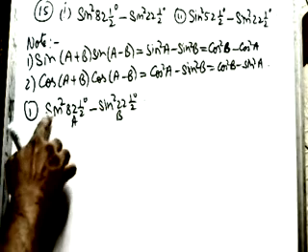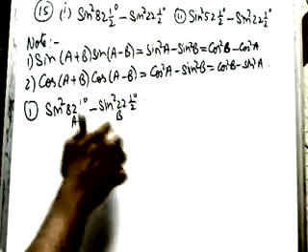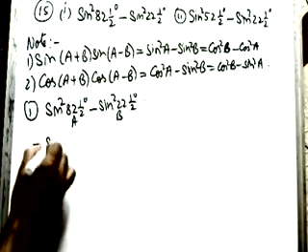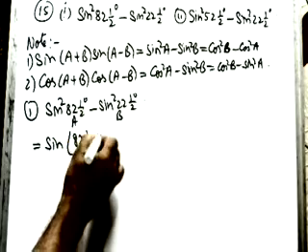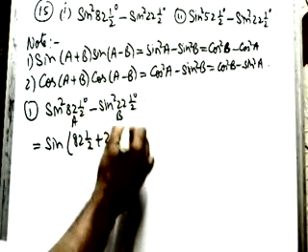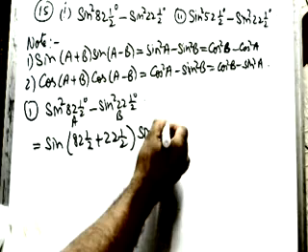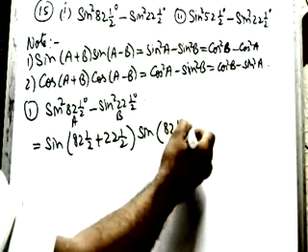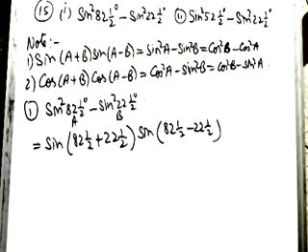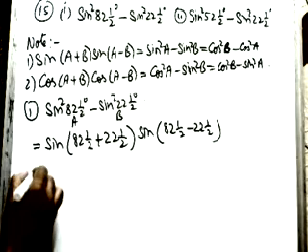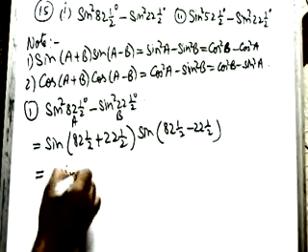Now, let's use the formula. Suppose this is a, this is b. So this will become sine square a minus sine square b. So we can write it with the formula: sine of a plus b, this is a plus this is b, into sine of a minus b. So sine square a minus sine square b is sine a plus b into sine a minus b.